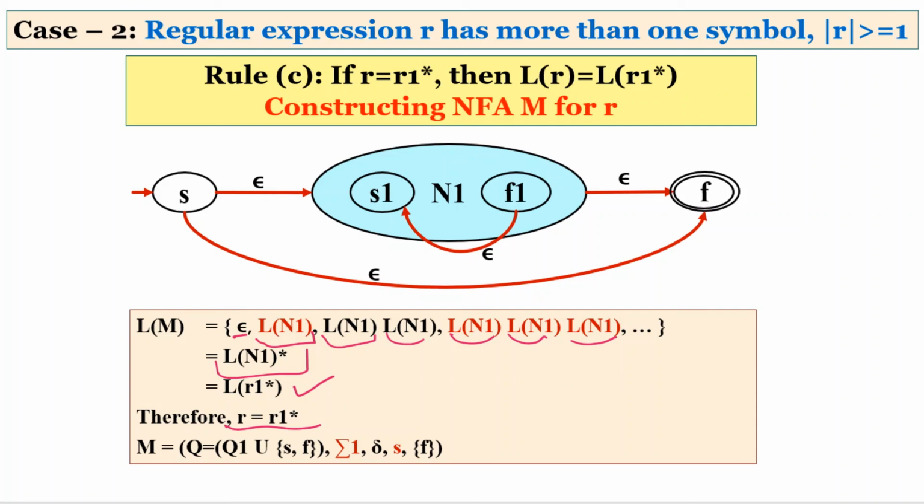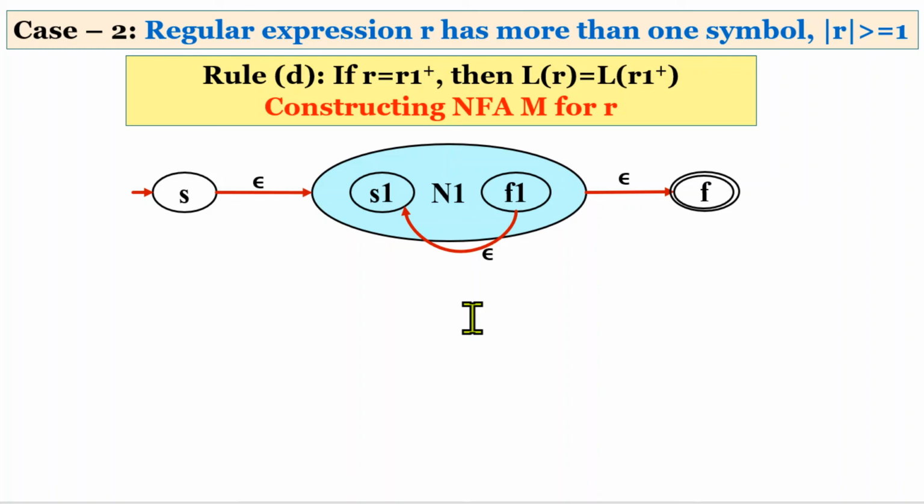So the states of machine M are Q1 and two extra states, S and F. The input symbols are those of machine 1, S is the initial state, and F is the final state. So this is the complete machine for rule C. Next we have rule D, the positive closure, where the language of the regular expression is the language of the positive closure of R1. We have to construct the NFA the same way, then prove the language.